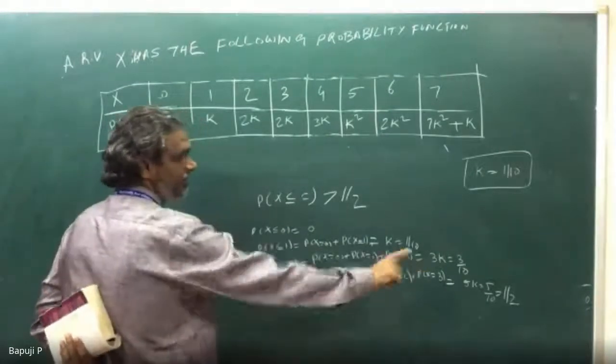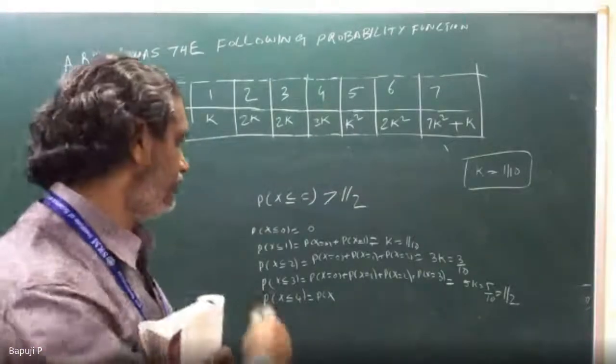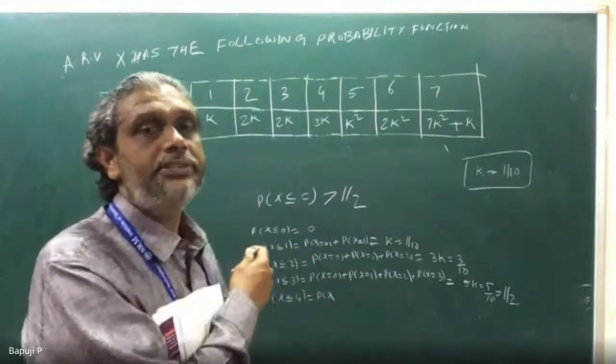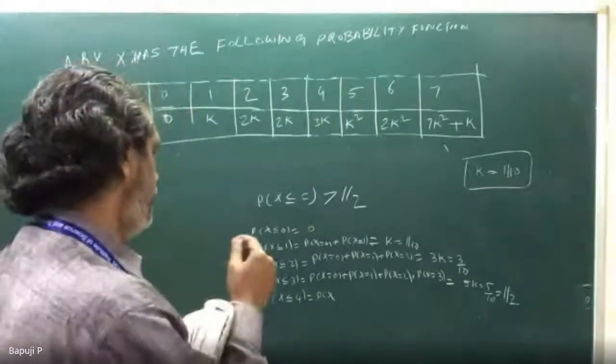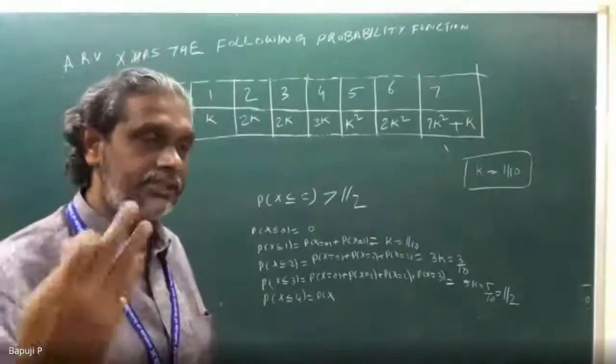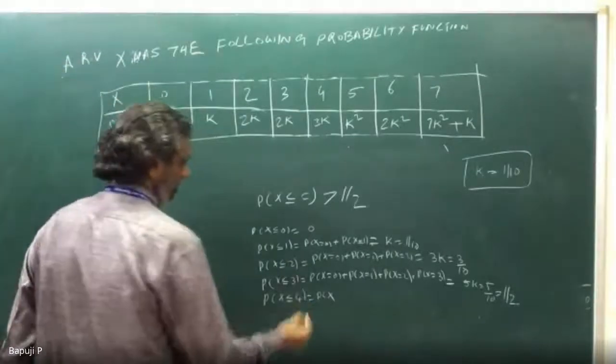See, this value is half, which means the next value is guaranteed to be greater than half. So what is the minimum value? From 4 it will start being greater than half. So C is equal to 4. If you want, you can check. Obviously 4 is greater than half, 5 is more than half, then 6 is more than half. That is the point I am talking about.